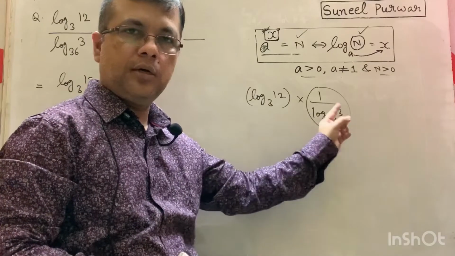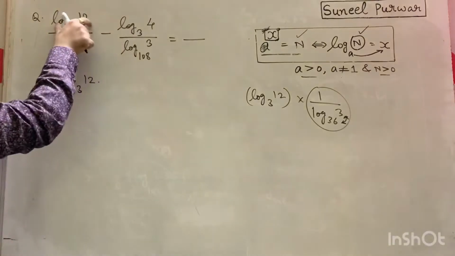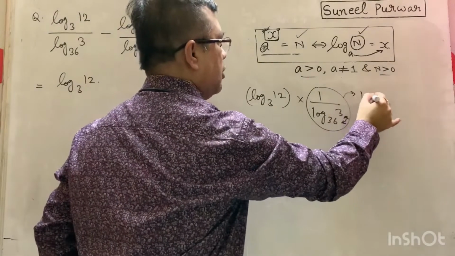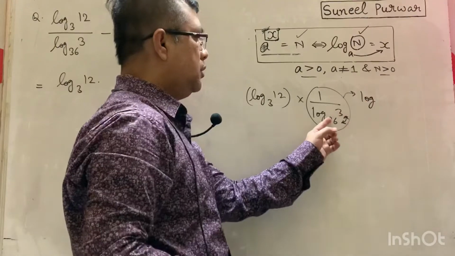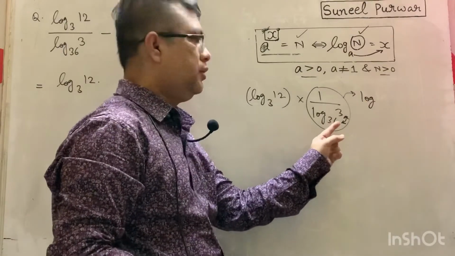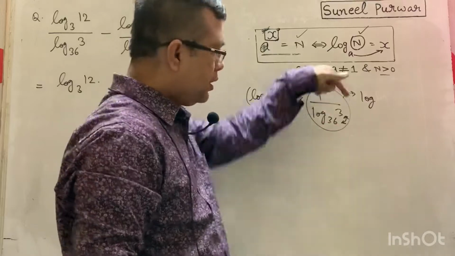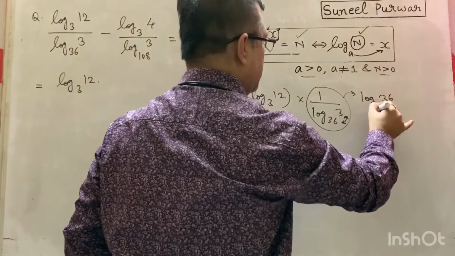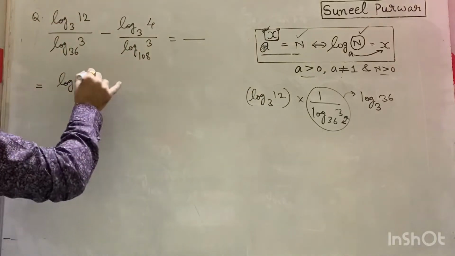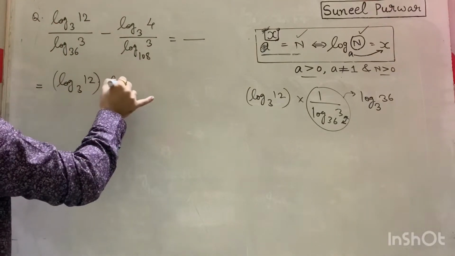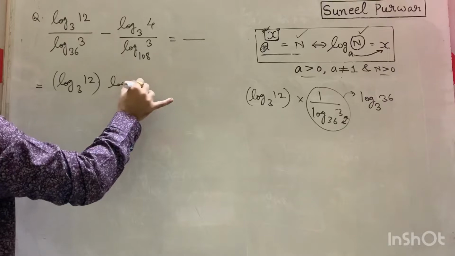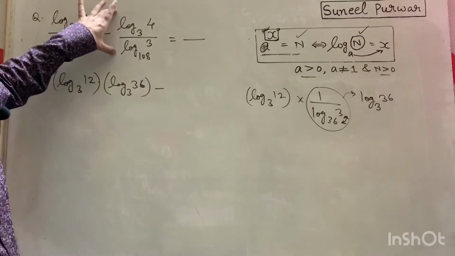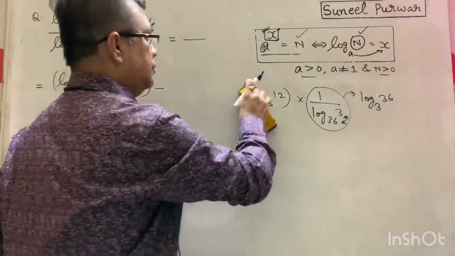obtained on interchanging the numbers. So this is log 12 base 3, that will remain as it is, and this will become what? Log of, interchange the numbers, 36 to the base 3. 3 will come to the base and 36 will come to this place. So log of 36 to the base 3, minus, give a similar treatment to this term also.